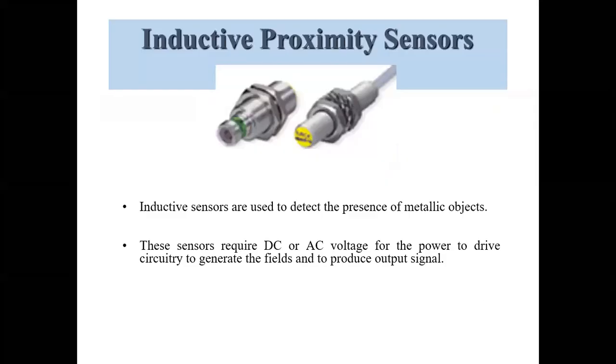We have seen inductive proximity sensors. Inductive sensors are used to detect the presence of metallic objects. These sensors require DC or AC voltage to power the circuitry that generates the fields and produces the output signal. So basically these are required to detect metallic objects, and they require some DC or AC voltage.